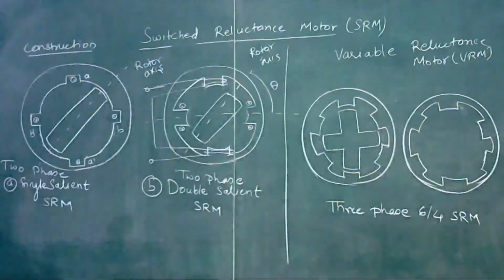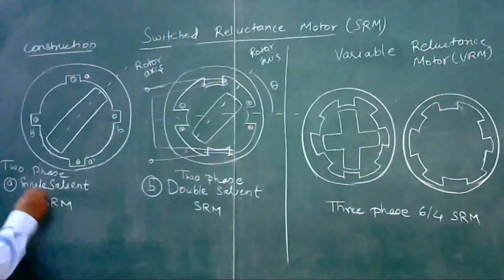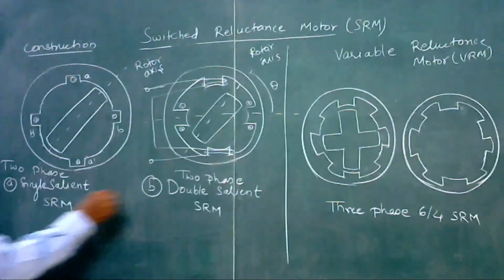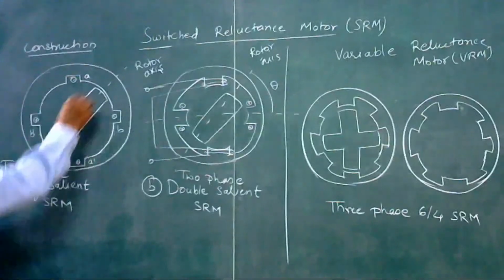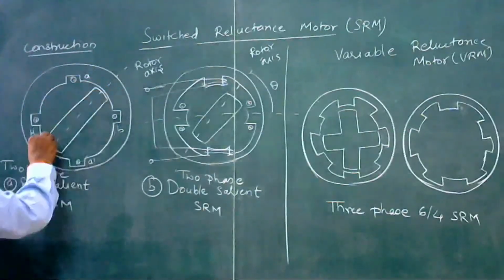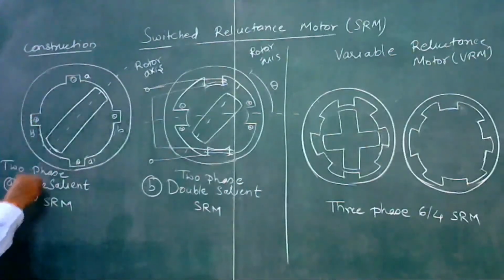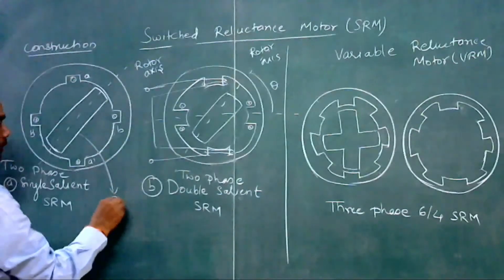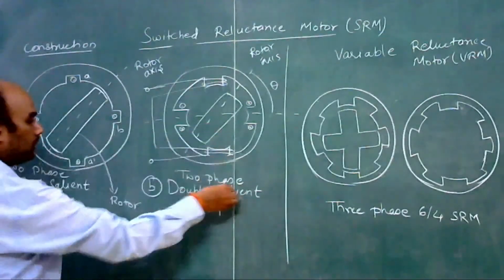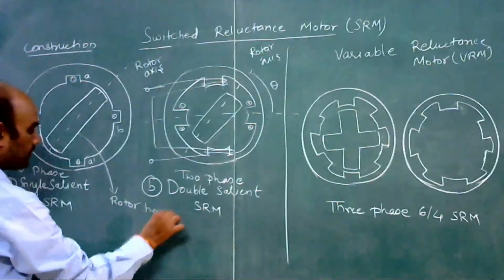Now the description and details of this switch reluctance motor. There are generally two types of switch reluctance motor: single salient and double salient. This is a two-phase, phase A and phase B, two-pole motor. In the single salient and the doubly salient motor, the rotor has no windings.